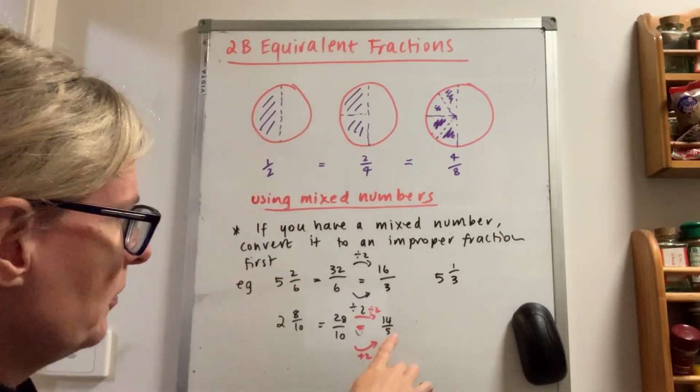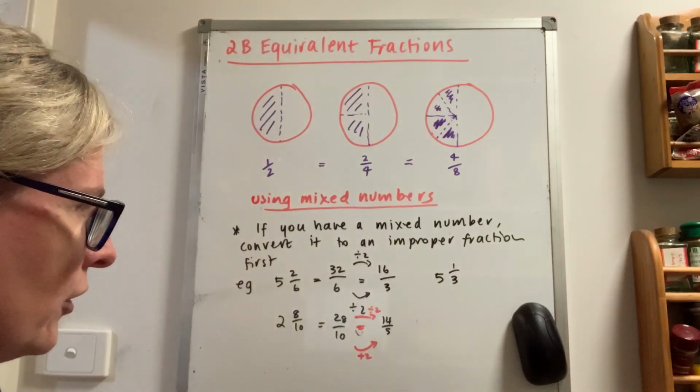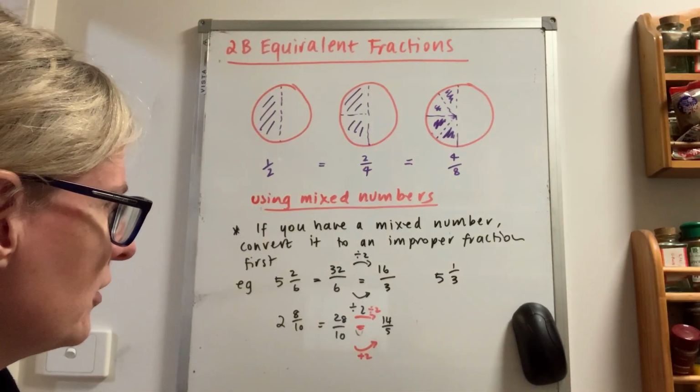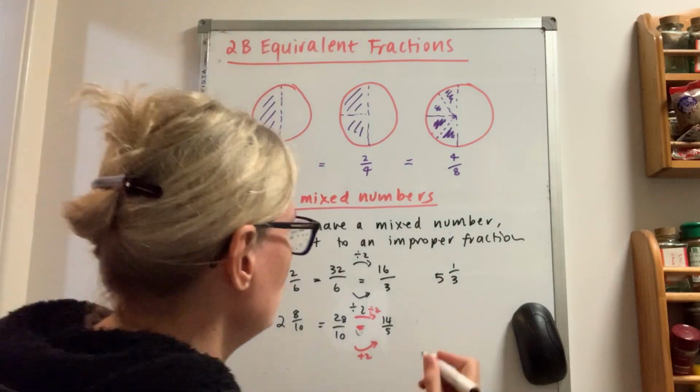And then again, depending on the question, if you need to convert it back, then you've got how many 5s in 14, so you've got 2 and 4.